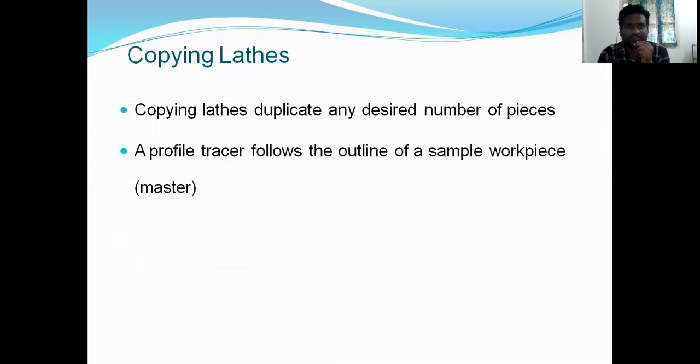We have already recorded today's session about the copying lathe in our earlier class. The copying lathe duplicates any desired number of pieces. A profile tracer follows the outline of the sample piece.